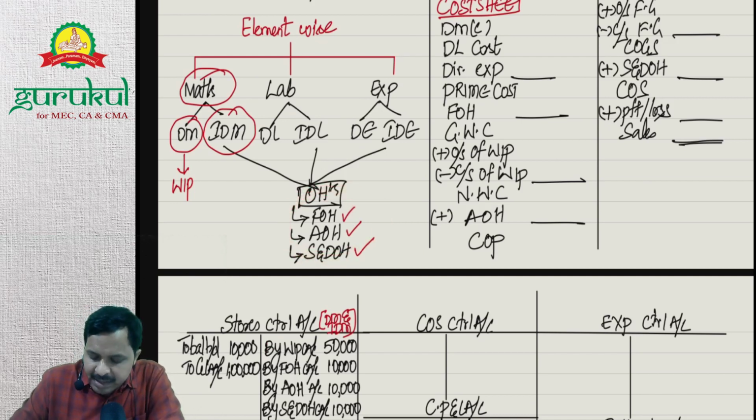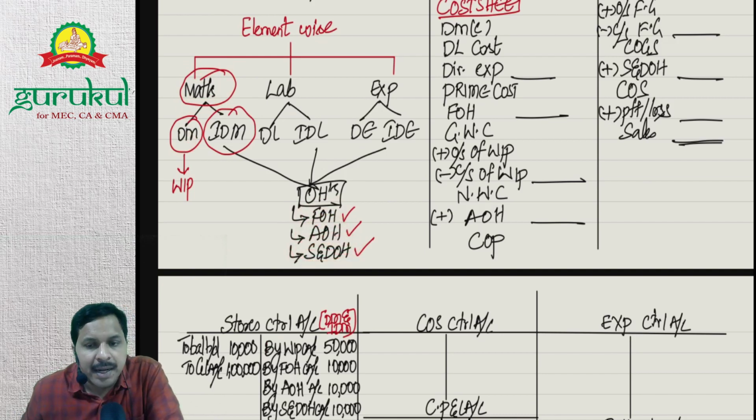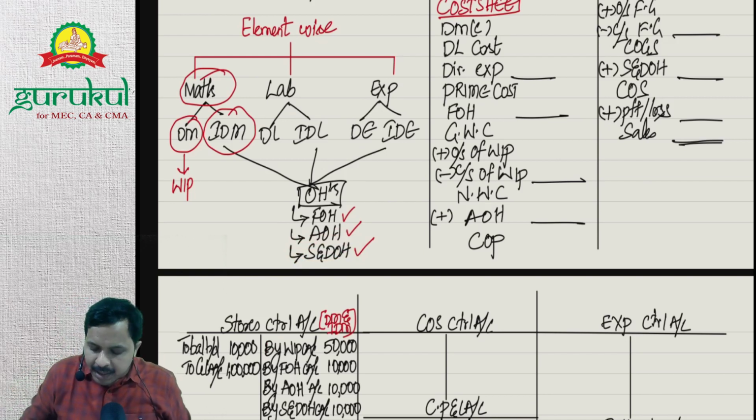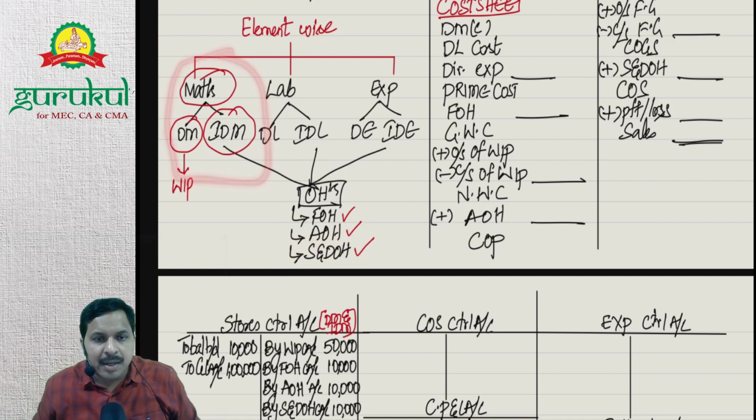So first purchases, stores to GLA. Direct material means work in progress to stores, indirect material to factory means factory overheads to stores, office means administration overhead to stores, sales department means selling and distribution overheads to stores. So that means we have covered the materials part.